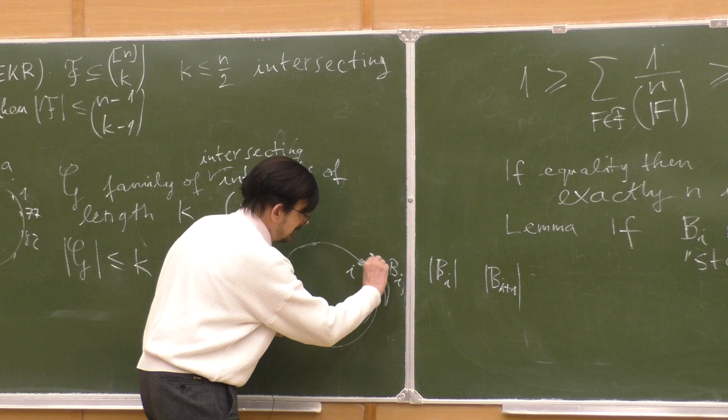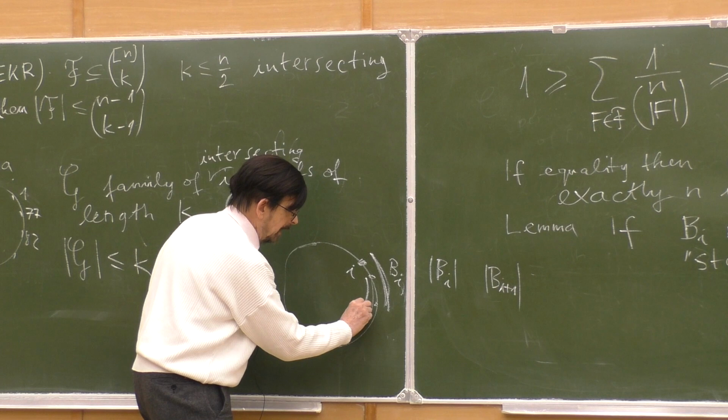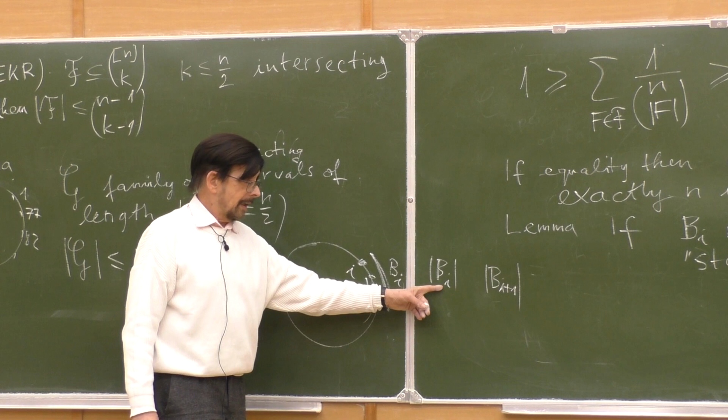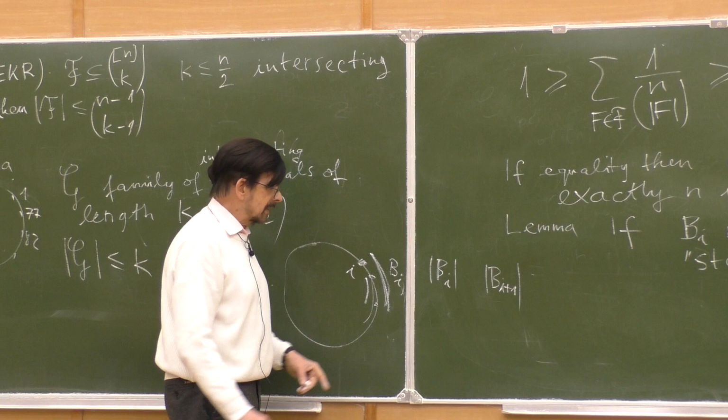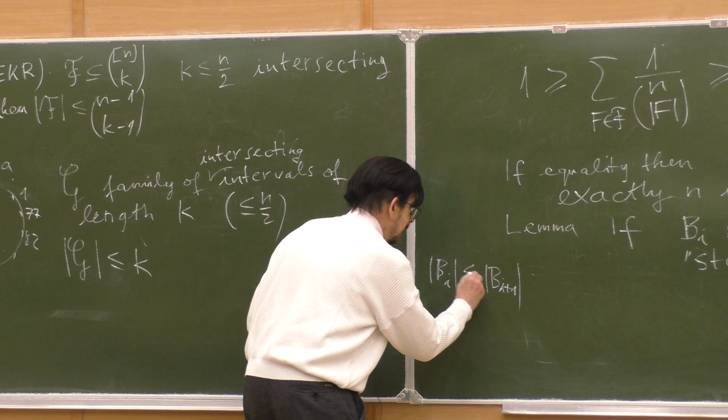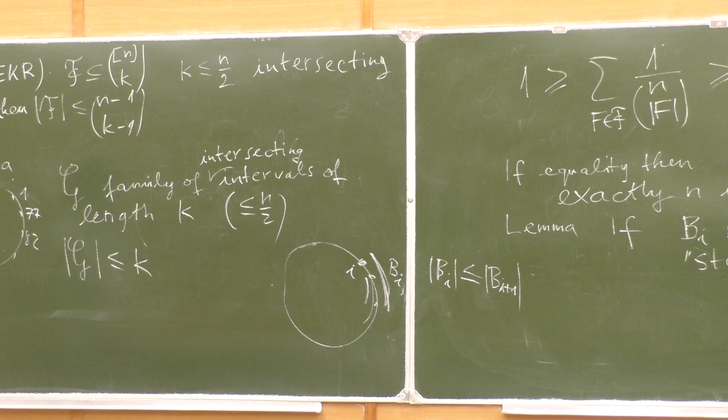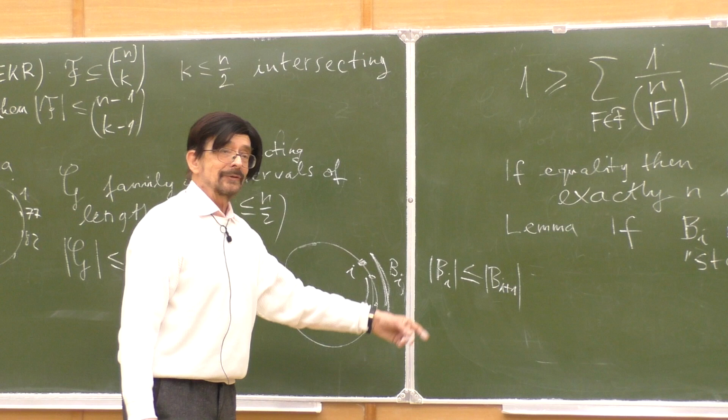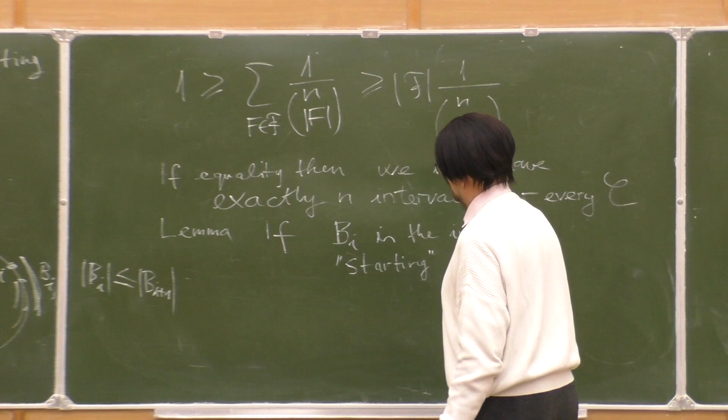So, this is bi, and bi plus 1 starts from here. If it's 1 less, then this is less than this one, only one already, this will be a subset of the other one. So it means that it has to be at least this much. Yeah, I didn't finish the lemma. I started the proof, but now I can finish the statement.